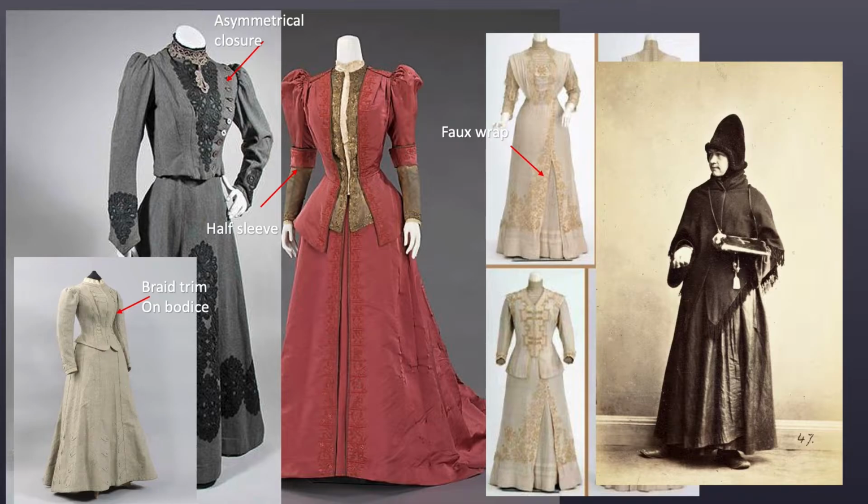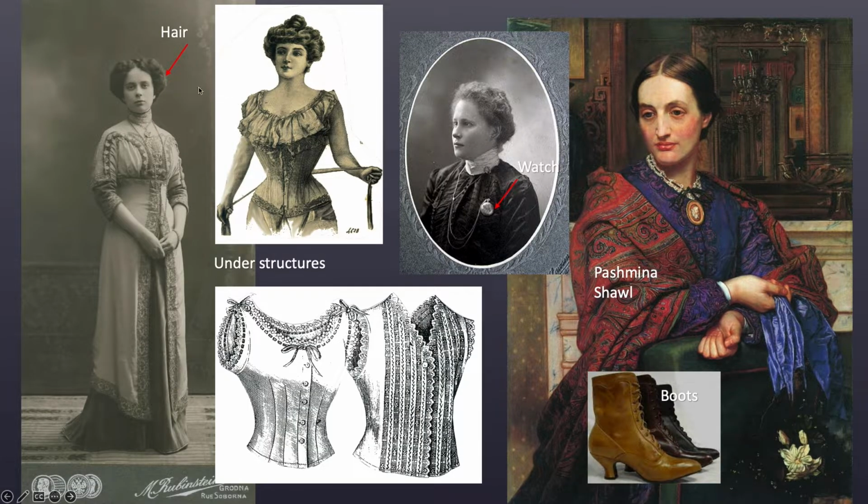So here on the screen, I've got this image of a nun. I liked this asymmetrical closure on this particular dress. The half sleeve was also attractive to me. Some kind of self braid or something else on the bodice was good, and I liked this faux wrap on the skirt that I found in the research. This hair feels right for Varia, very nun-like and also sort of middle class.